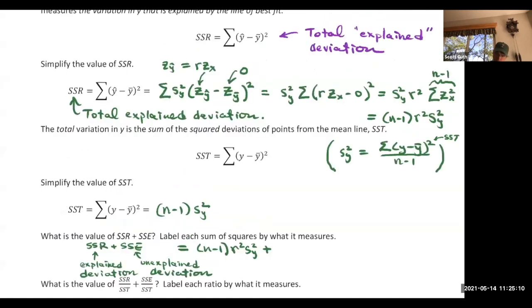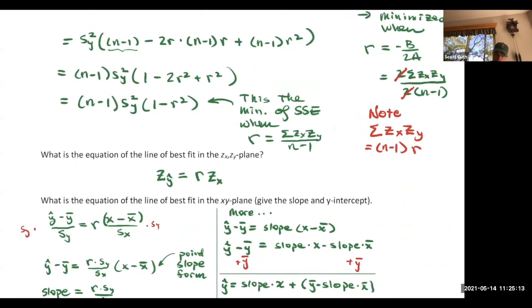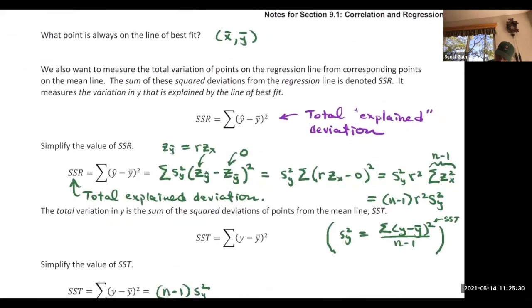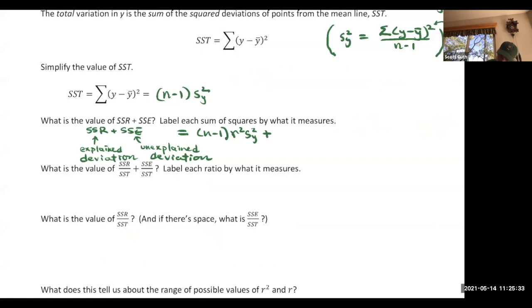Now, SSE was a little further back to here. This is SSE, the minimum value of SSE. So it was n minus 1. I'm just going to copy that and probably have to shrink it a little bit. So again, that's the unexplained deviation. I'll paste it here and make it smaller. So I think you can see there's some factoring you can do on this. You can factor out the sy squared and the r squared. No, you can't. You can factor out the sy squared and the n minus 1. So I'll underline what I'm factoring out.